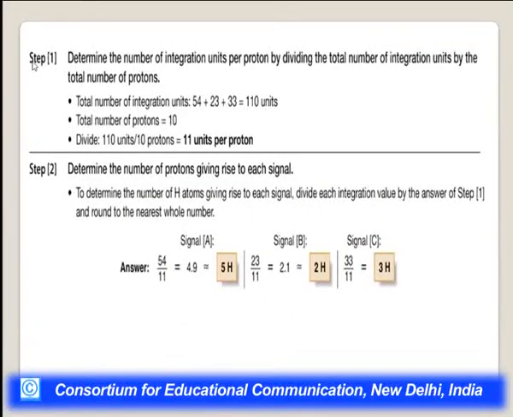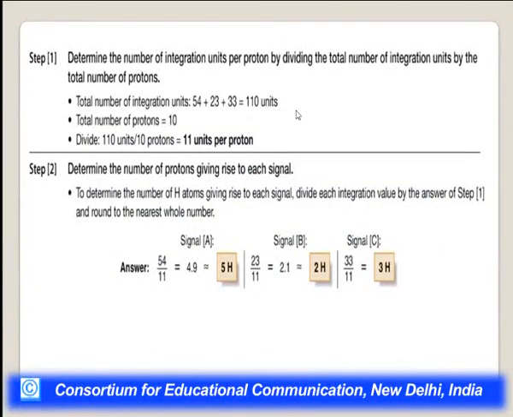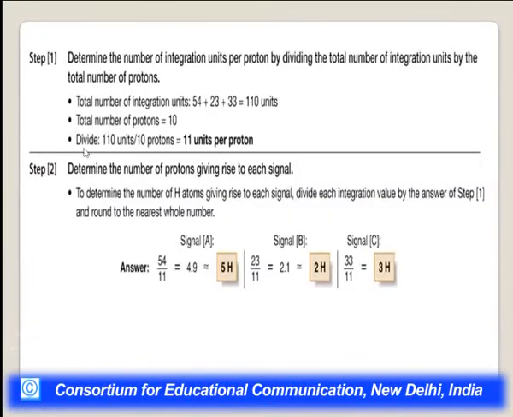This is step number 1. First of all, we need to determine the number of integration units per proton by dividing the total number of integration units by the total number of protons. The total number of integration units, as you have seen, we can calculate from 54, 23 and 33. It will be 110 units, and the total number of protons, as you can see here, is 10. So we divide the total integrated units by the number of protons, and we get 11 units per proton. Now step number 2 is to determine the number of protons giving rise to each signal.